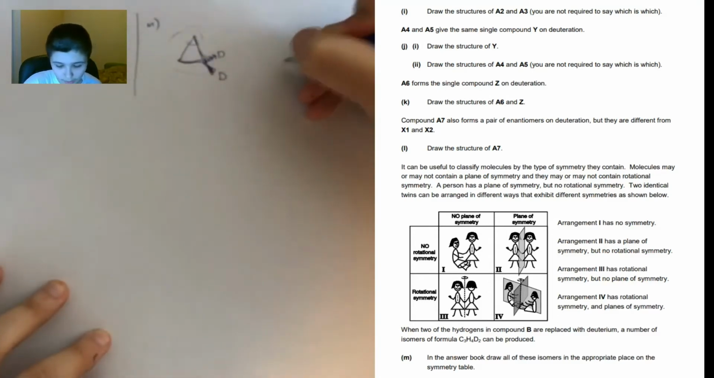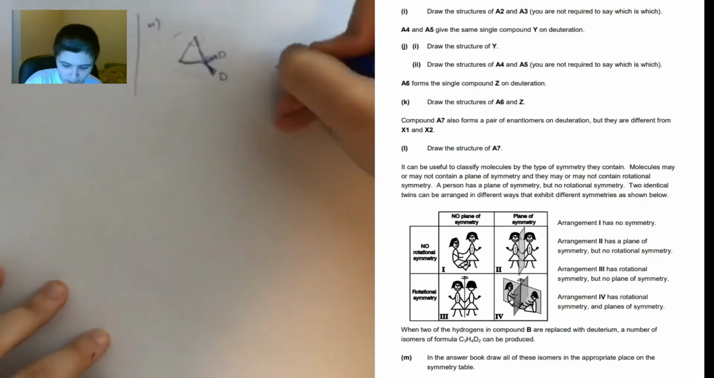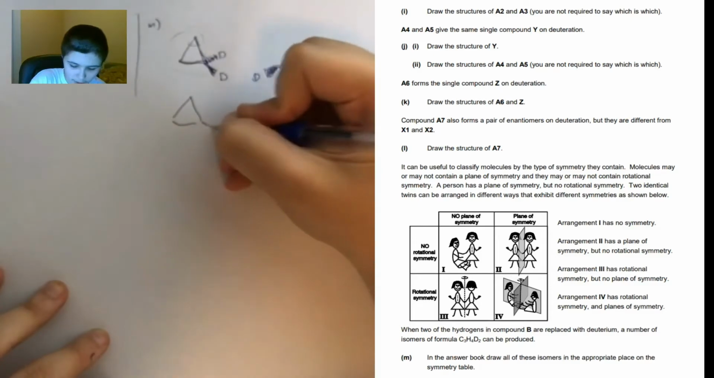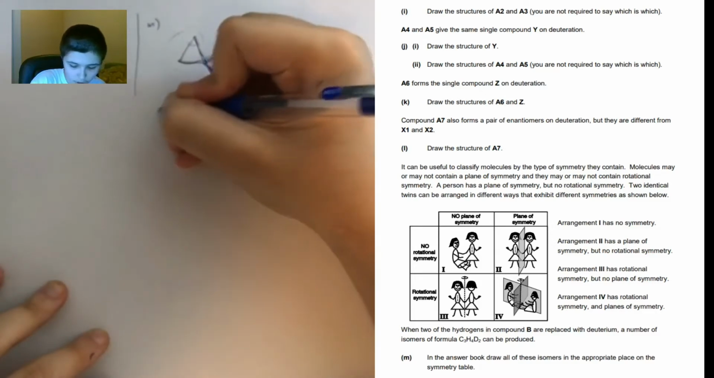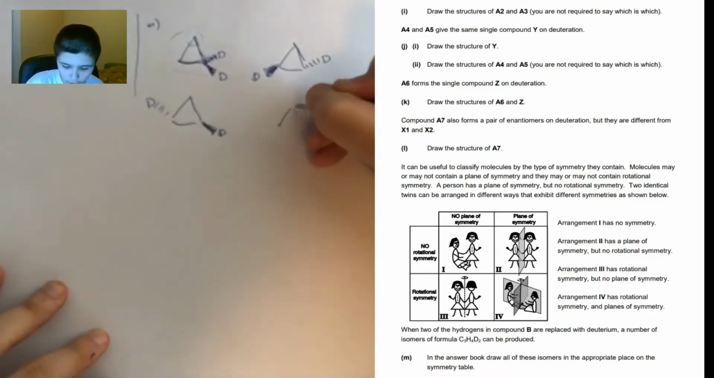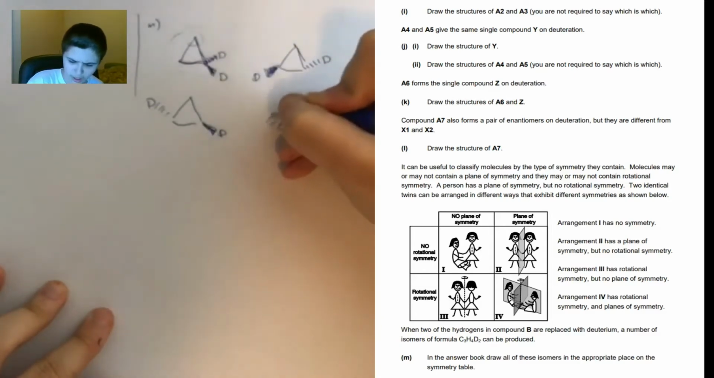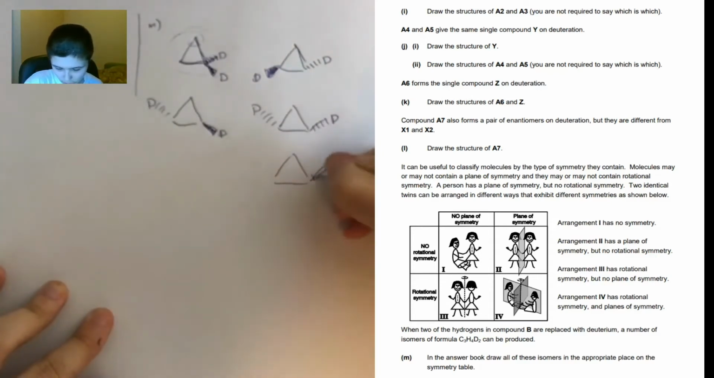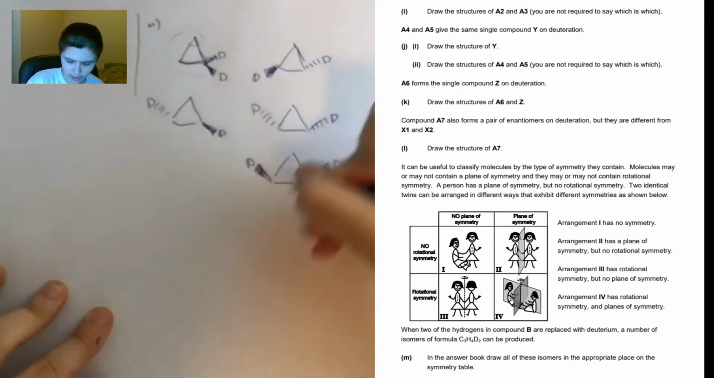Alternatively, we can have deuterium on this side going out of the page, and on this side going into the page. Or a deuterium on this side going into the page, and here going out of the page. Or a deuterium here, and both of them are going into the page. Or both of them are going out of the page. And I think this ends our combination list.